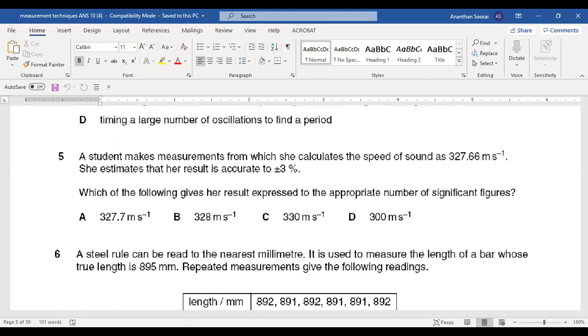A student makes measurements from which she calculates the speed of sound as 327.66. She estimates that the result is accurate to 3%. Which of the following gives a result expressed to the appropriate number of significant figures? 2 minutes for you.